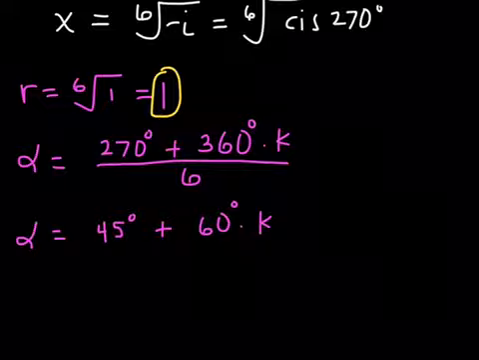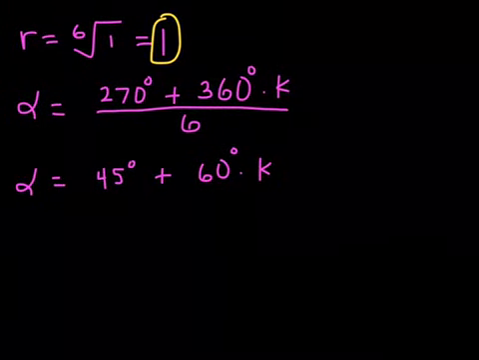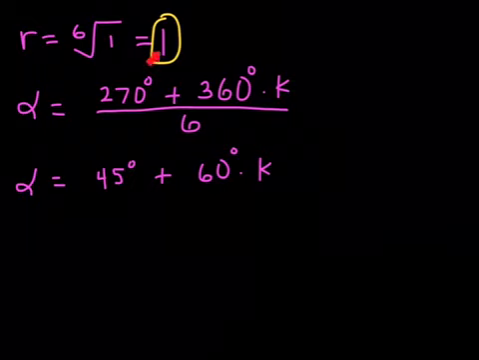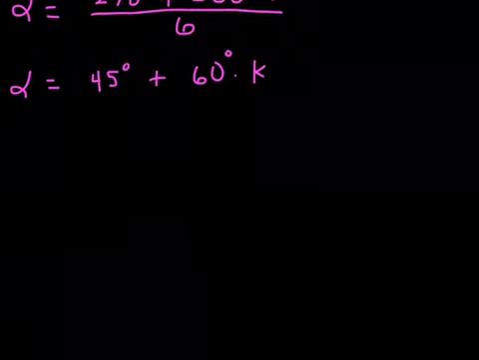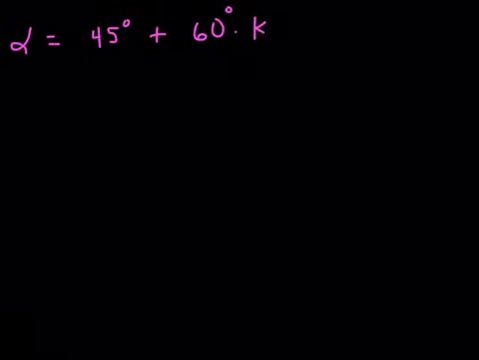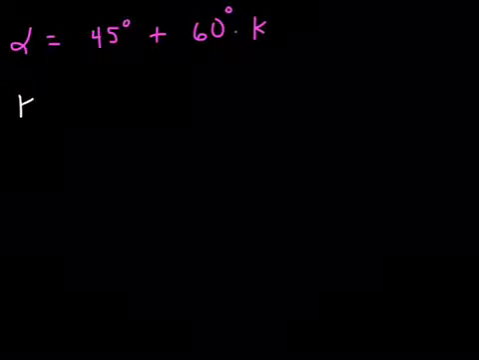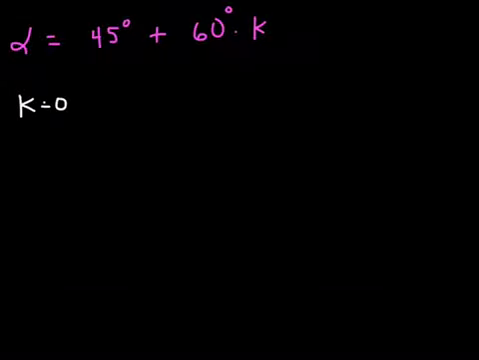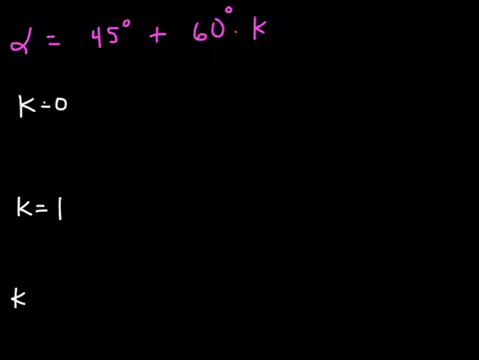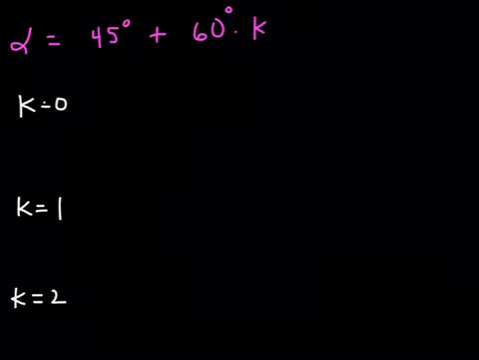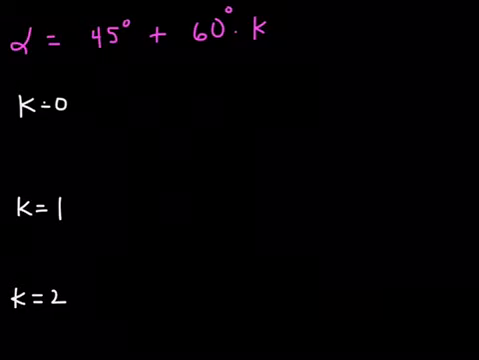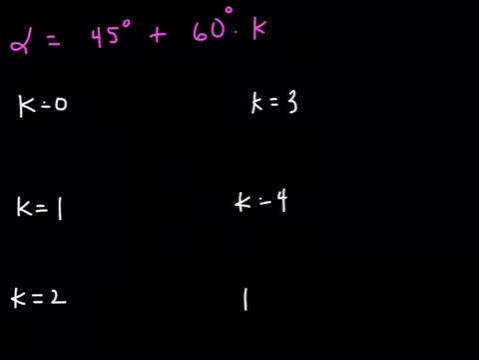I'm going to move the screen up, but don't lose the fact that r is 1. 1 is the absolute value or the modulus of our sixth roots. This expression right here will generate all of your alphas. What are you going to let k equal? You're going to let k equal 0, and then you're going to let k equal 1, and then you'll let k equal 2. You have to keep going until you go to n minus 1, remember that in the nth root theorem? In this case, n is 6 because you're finding sixth roots, so you have to go all the way to 5. So let k be 3, let k be 4, let k be 5. Don't go any further, because if you do, you're going to start repeating solutions.